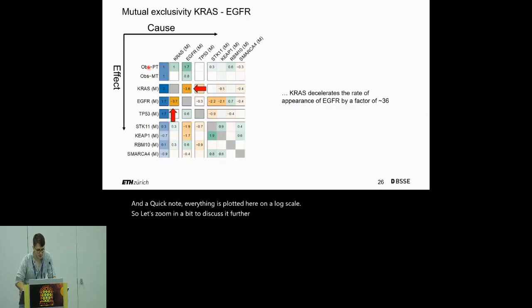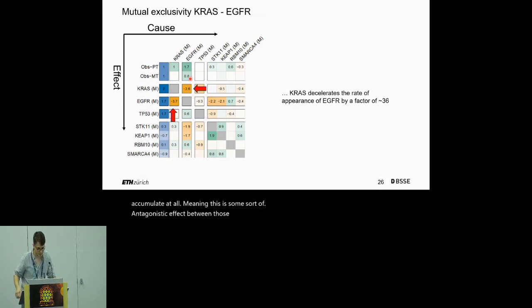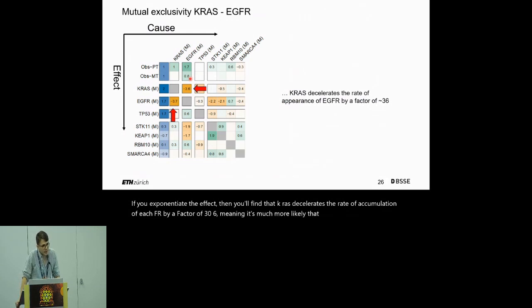There I'd like you to focus on this edge between EGFR and KRAS. Both have a very similar negative effect between those, meaning that if one of these mutations accumulates, then the other mutation will likely not accumulate at all, meaning this is some sort of antagonistic effect between those two. If you exponentiate the effects, then you'll find that KRAS decelerates the rate of accumulation of EGFR by a factor of 36, meaning it's much more likely that the tumor gets diagnosed before EGFR can hit if KRAS is already present.